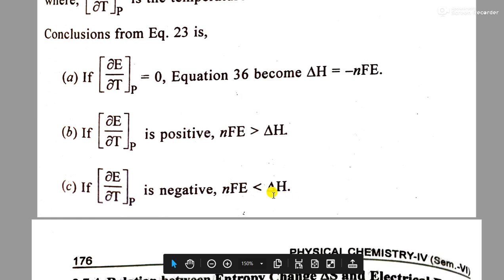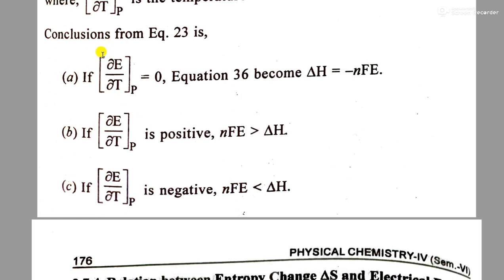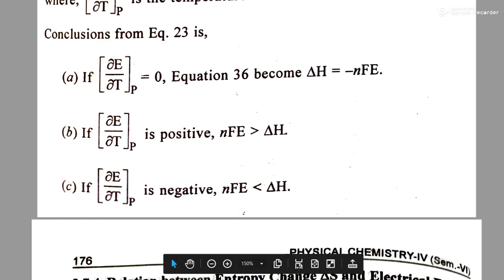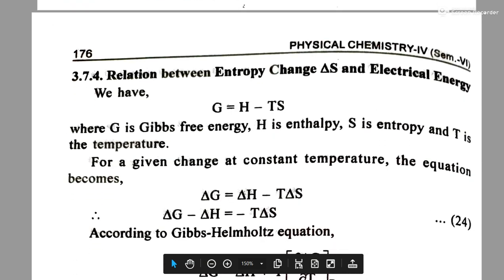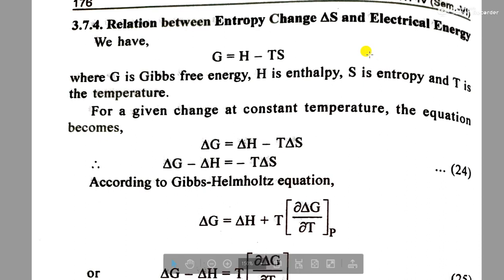So NFE will be very less than the enthalpy change. So these are the three conclusions from the equation connecting delta H and electrical energy. Now let us see the relationship between entropy change delta S and electrical energy of the cell.